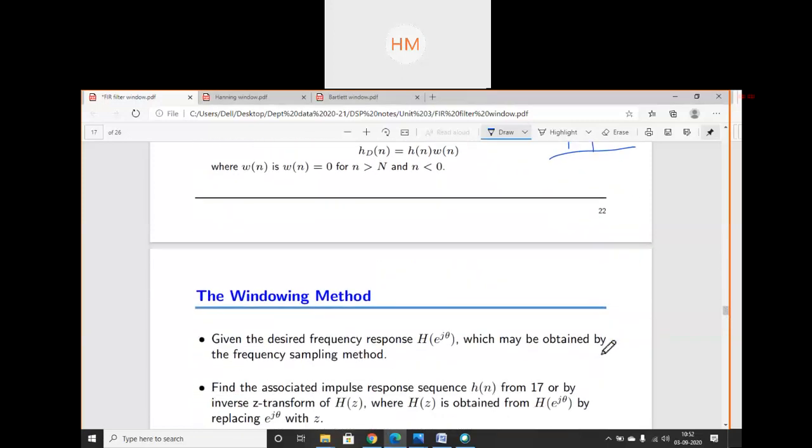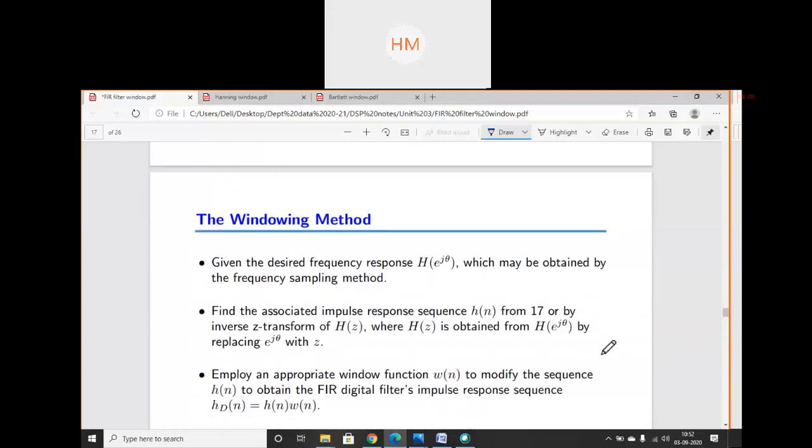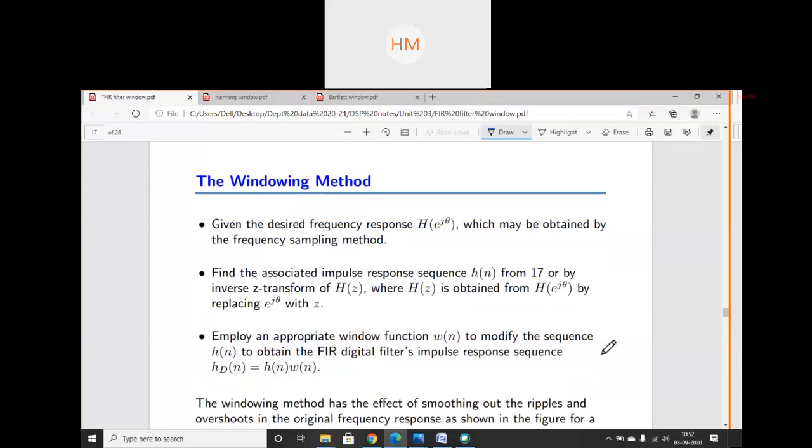The windowing method. Given the desired frequency response h of e to the power j theta, which may be obtained by the frequency sampling method, these are the steps which we have to follow. Desirable characteristics we will discuss later on. Given the desired frequency response h of e to the power j omega, which may be obtained by the frequency sampling method, find the associated impulse response sequence h of n from equation 17, or by inverse z transform of h of z, where h of z is obtained from h of e to the power j theta by replacing e to the power j omega with z.